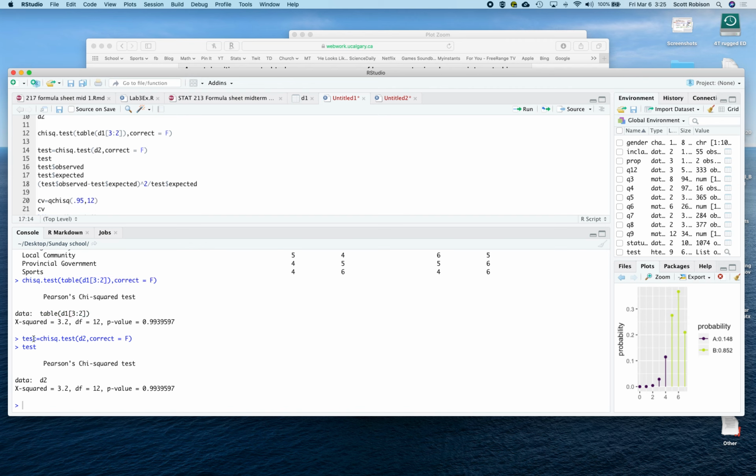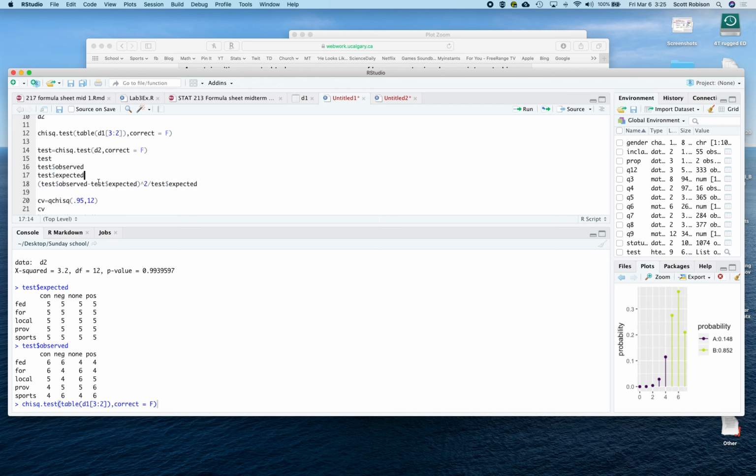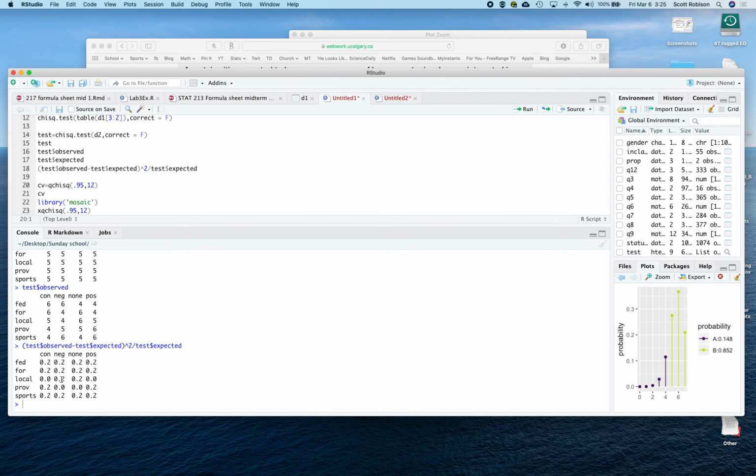But one of the nice things about putting this test into a name like test is that when I use test and the $ sign, then I can particularly look at the individual expected values. I can look at the observed values, and I can find all the individual contributions to the chi-squared test statistic by saying, find the observed scores minus the expected scores, squared, divided by the expected scores. And then here, these are all of the contributions to the chi-squared test statistic.